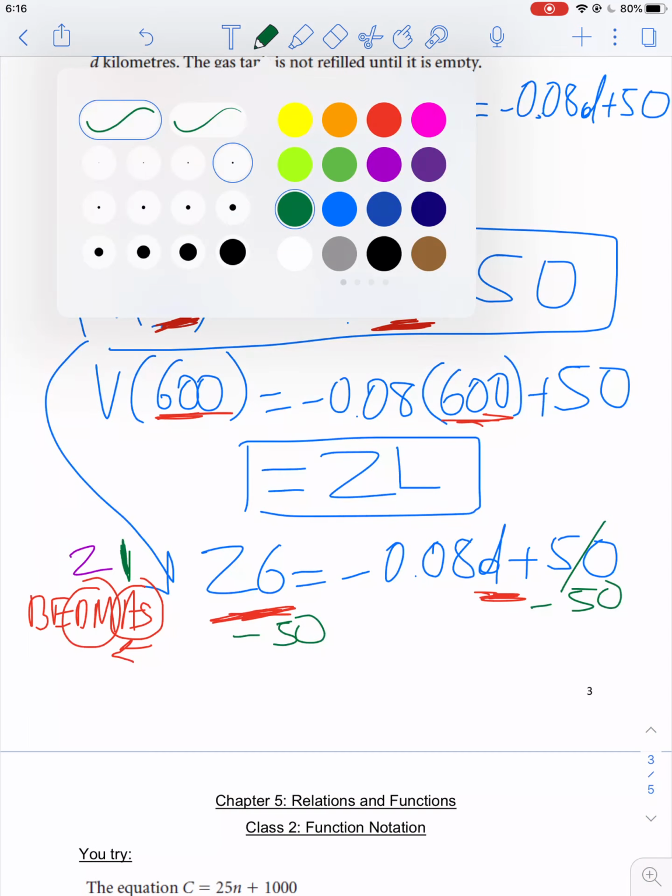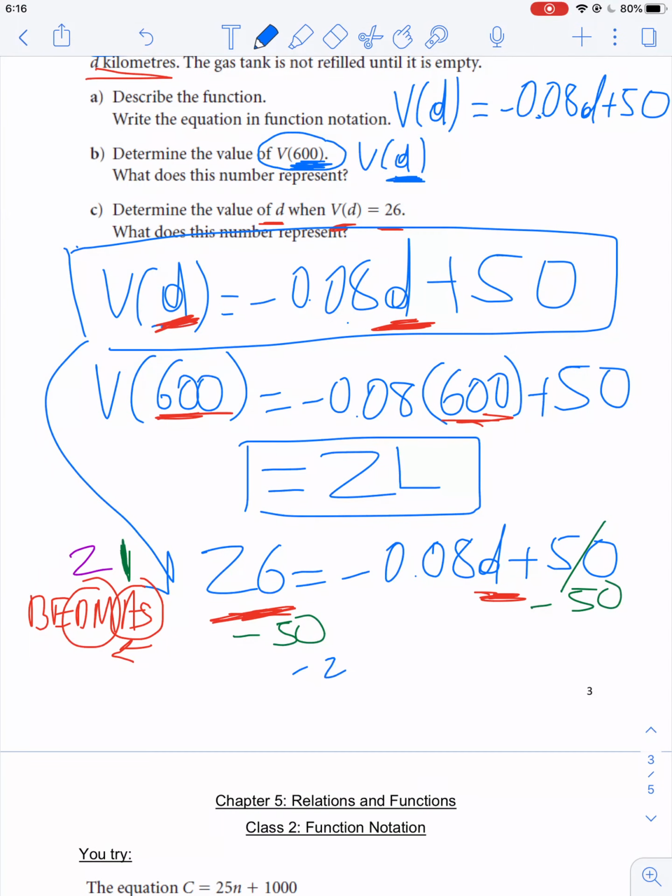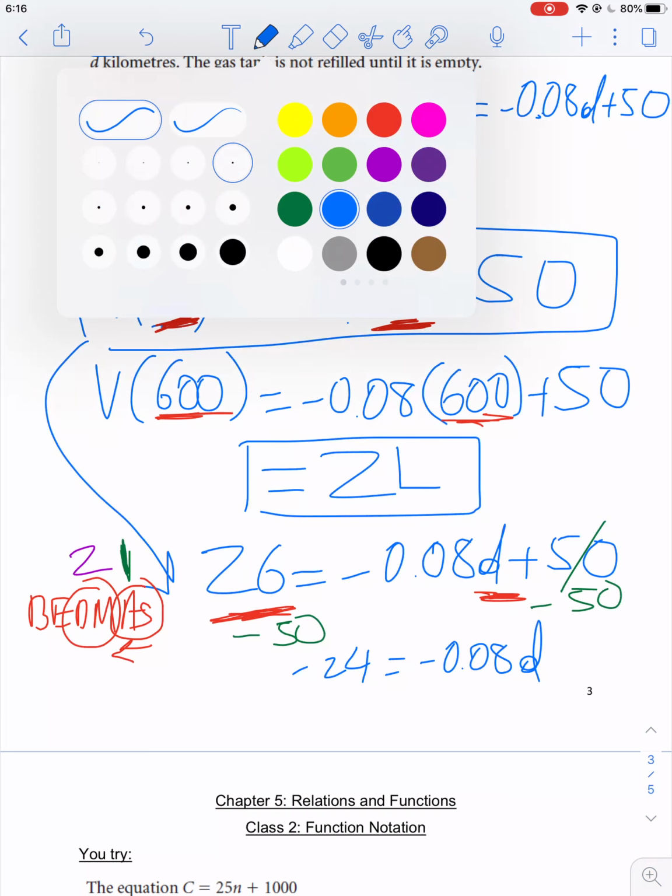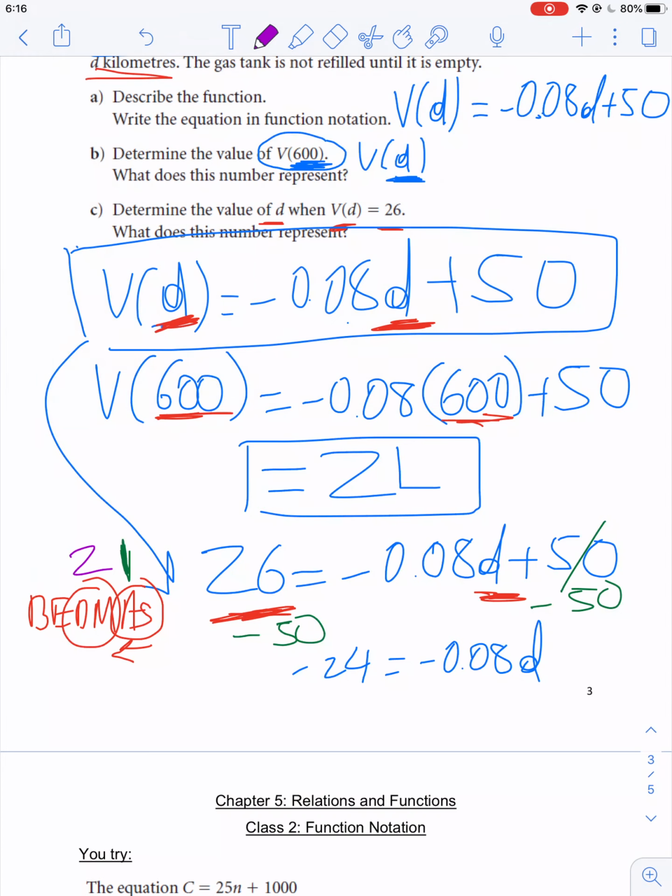Okay, so minus 24 is equal to minus 0.08 d. So this is minus 0.08 times d, right? The opposite of multiplication is division, because when you do algebra, you do the opposite. So you divide by minus 0.08. This will disappear, and then it will give you the d value.